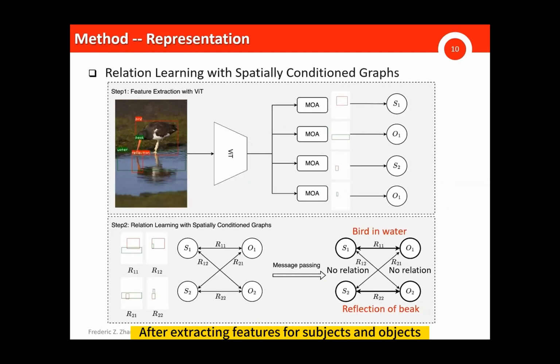After extracting features for subjects and objects, we adopted a special conditional graph for the pairwise relation feature representation, as shown at the bottom. We applied a pair graph using pair features as node features. The initial features are based on the previous sampling module. We also construct special encodings as edge features. Through a message passing algorithm, we can ultimately characterize the connectivity of the graph.